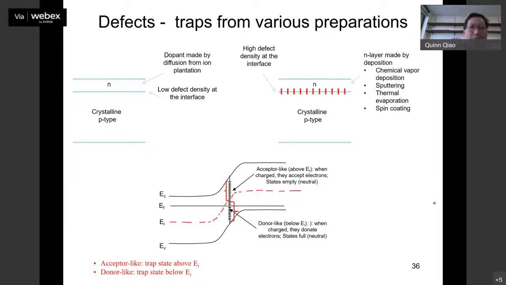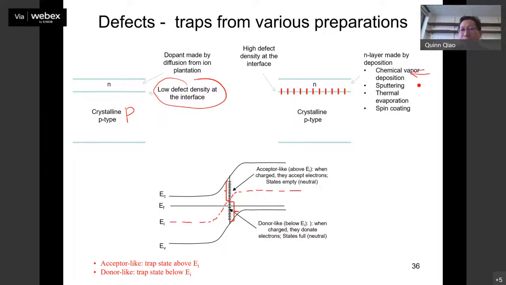For example, if you prepare the PN junction, this is P, this is N, by diffusion, since you already have very good single crystalline silicon, you diffuse phosphorus from the top and boron from the bottom. Then you have a very good interface because it is from the same material, with very low defect densities. Now, if you deposit one material on top of the silicon wafer, for example zinc oxide or germanium on top of silicon, then the interface defect will be huge because you build new materials on top of the existing materials.